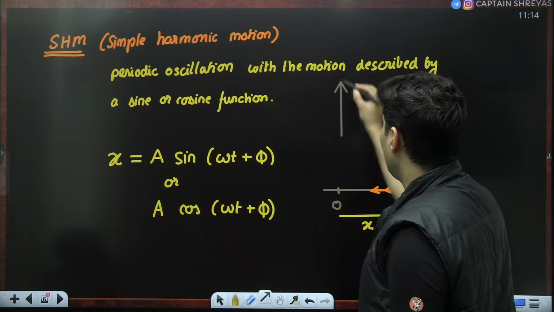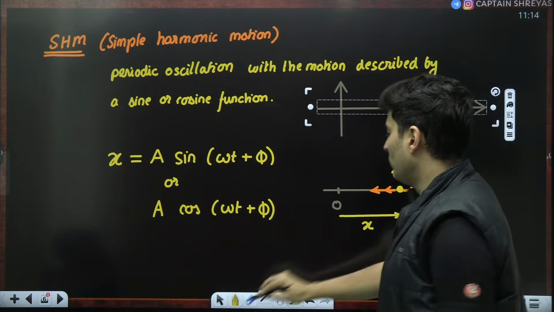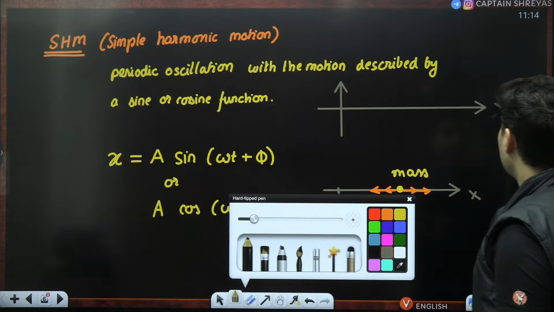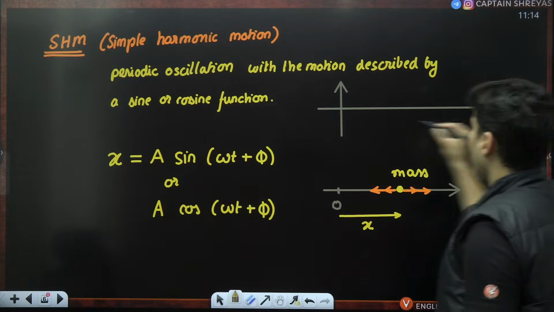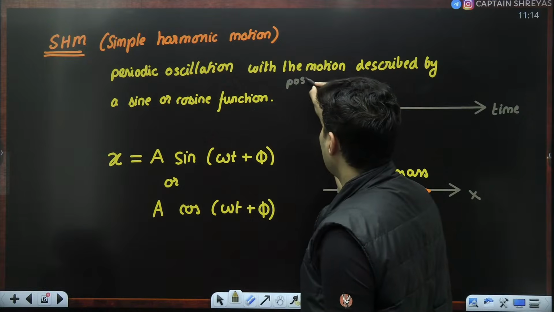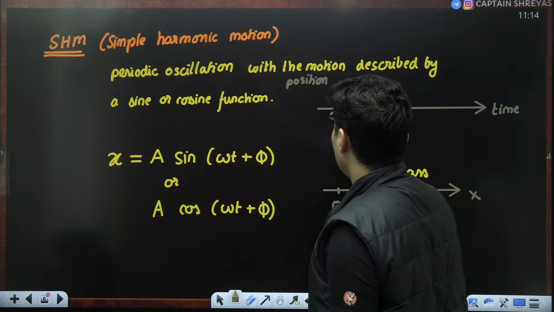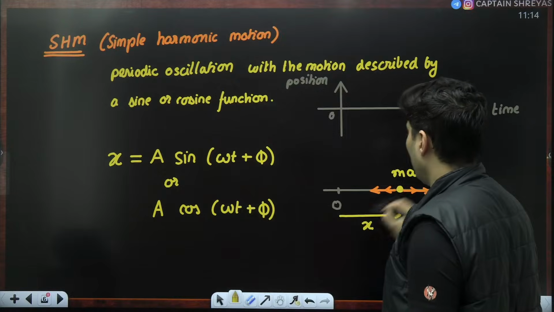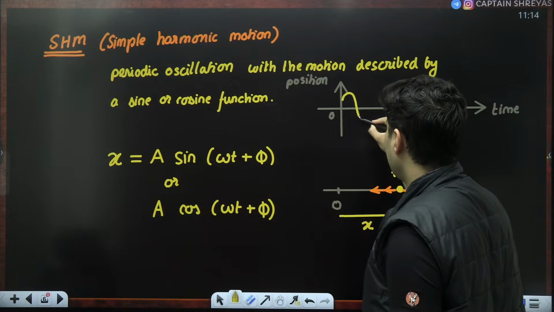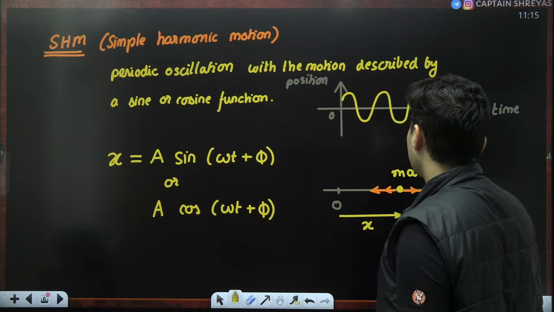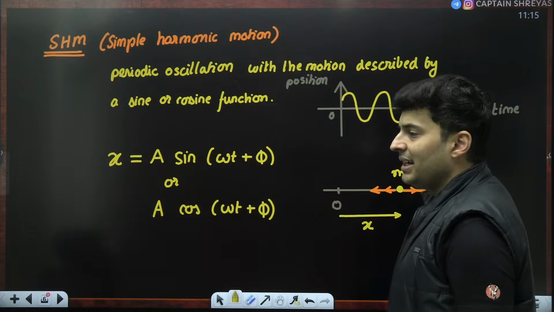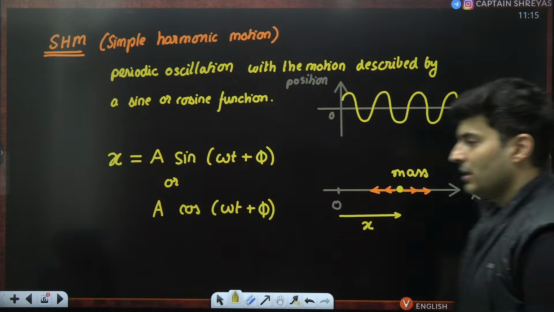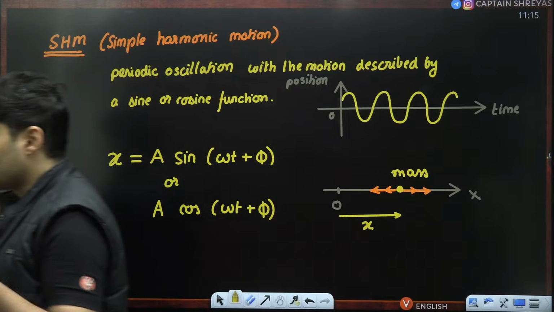And the graph of that motion is very, very important. If this is your time and this is your position, the graph always should look like a sine or a cos, like this. It will keep on repeating itself. You can see that. It will keep on repeating its pattern.